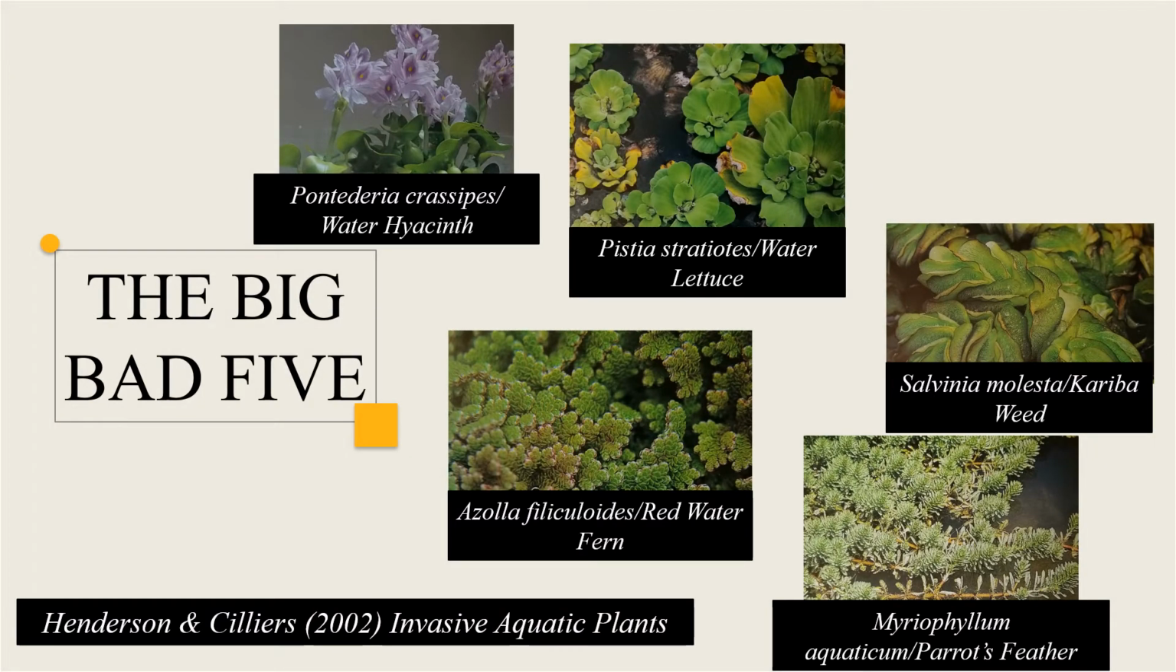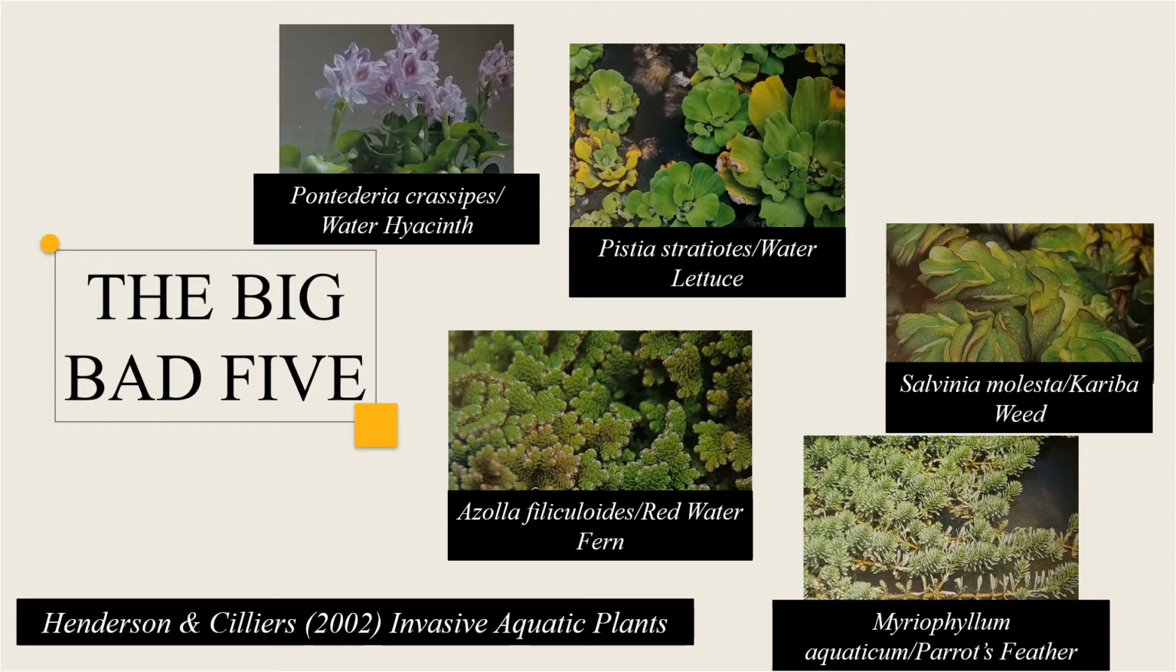The National Biodiversity Assessment of 2018 reported a total of 70 invasive plant species, both terrestrial and aquatic, in the estuarine functional zone. In this talk, I will focus on the 5 dominant aquatic species that have been collectively called the Big Bad Five. These species are Pontederia crassipes, previously Eichhornia crassipes, commonly known as the water hyacinth, the water lettuce Pistia stratiotes, the kariba weed Salvinia molesta, the red water fern Azolla filiculoides, and parrot's feather Myriophyllum aquaticum.